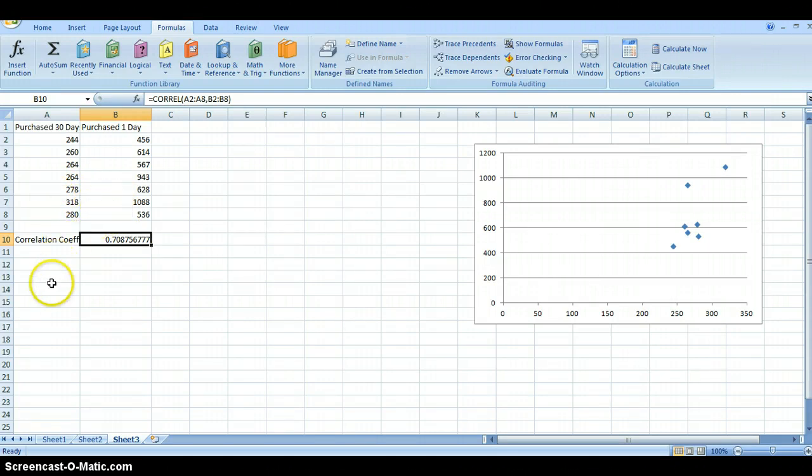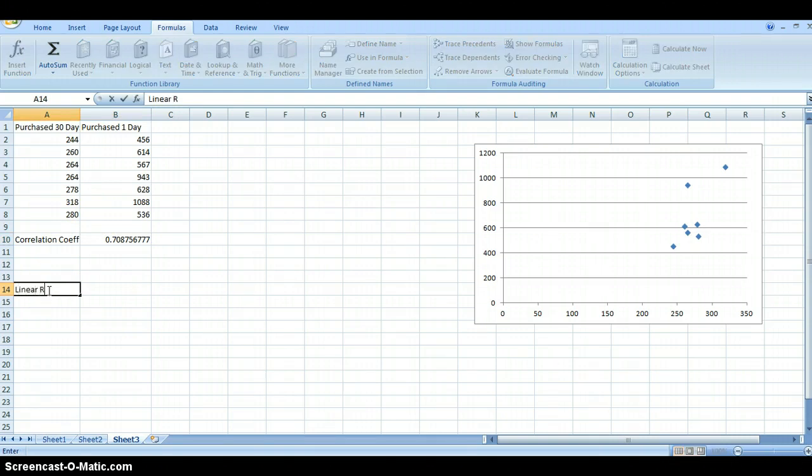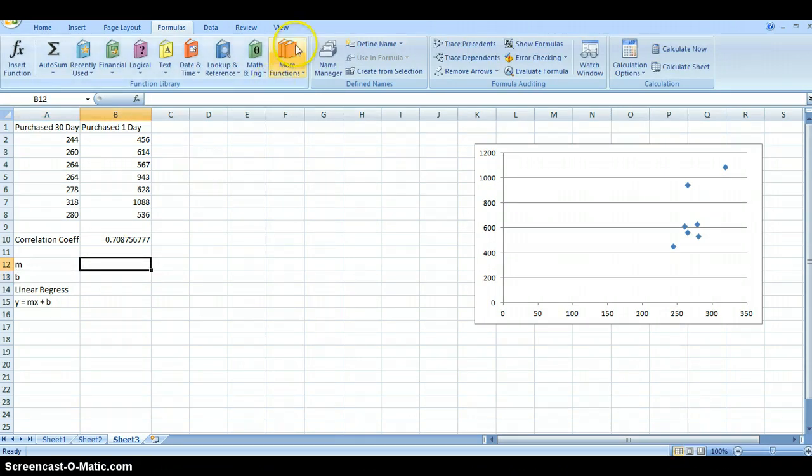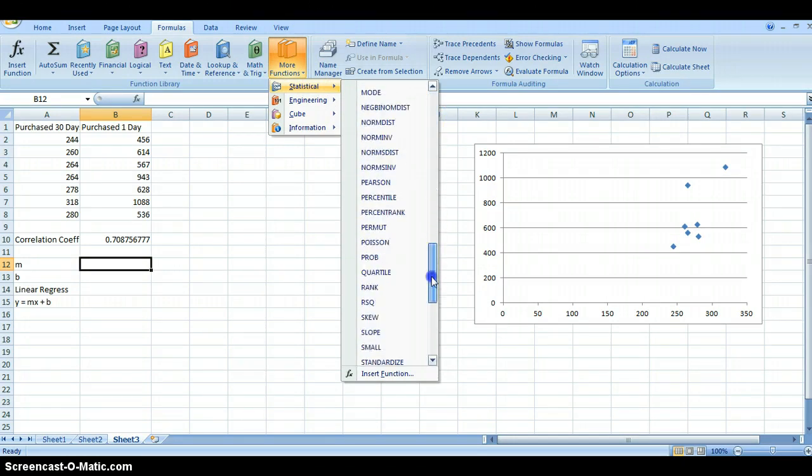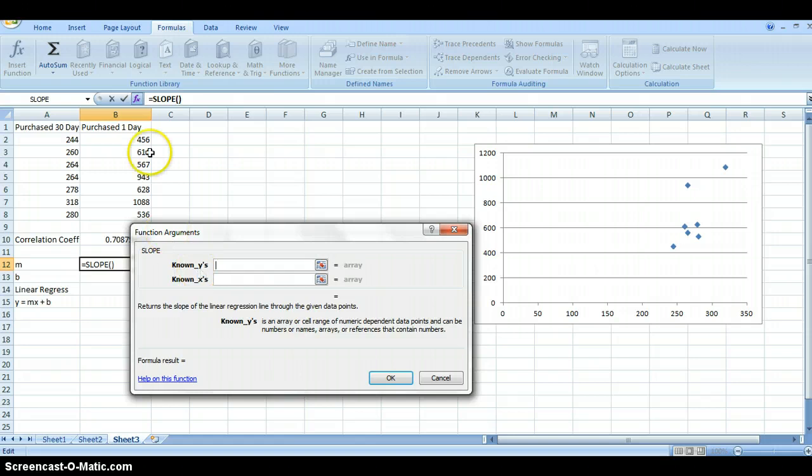So now we want to know the linear regression equation. So without using the add-ins, what I'm going to do for a linear regression equation, because it's in the form y equals mx plus b, where m is our slope and b is the y-intercept. So first I want to find the slope. So I go to more functions, statistical, and again I'm just going to scroll down until I see slope. And the y's, notice that it puts the y's first, so you want to put those first.